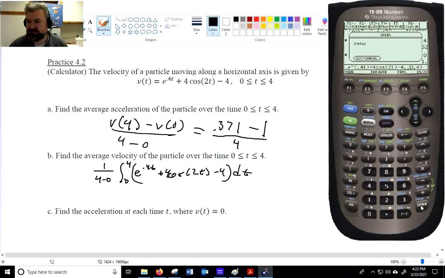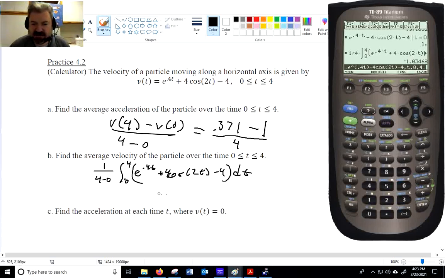And I must be missing something. What is that? Oh, I got too many commas. My t did not appear. Still not working. There it goes. All right, so we get negative 1.035. That is the average velocity.